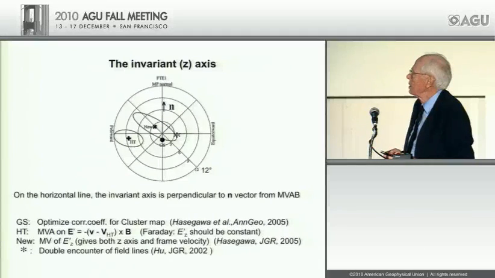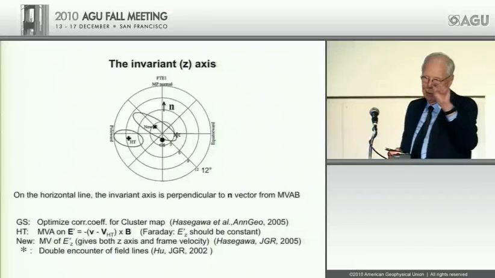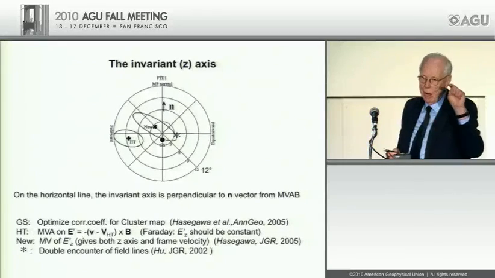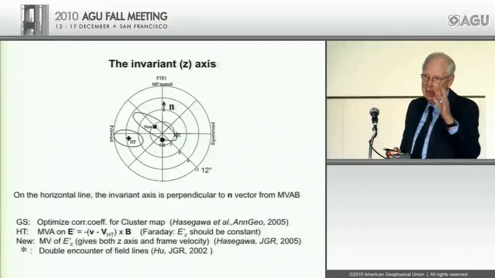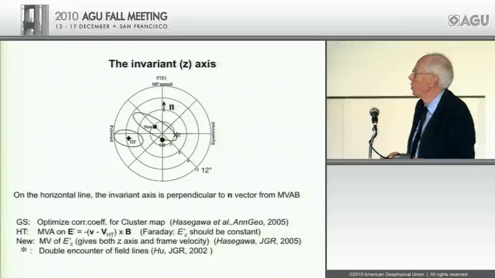Finally, then, this is the oldest method. If you travel through a flux rope, you encounter each field line twice, or each A value twice. And since BZ is a function of A, BZ should have the same value at the two places. And if it doesn't, maybe you don't have the right invariant axis. And so that method led to this point over here.